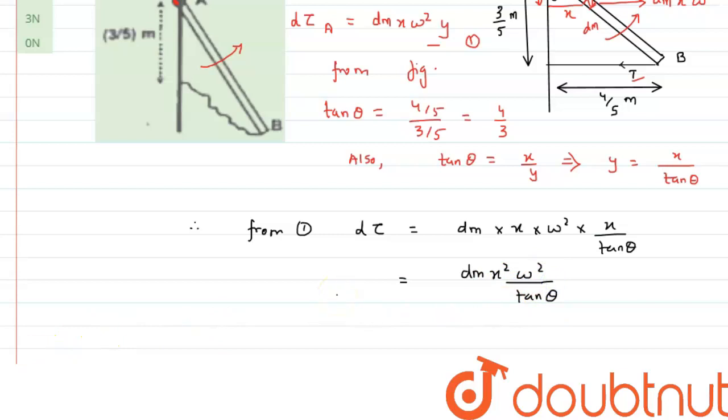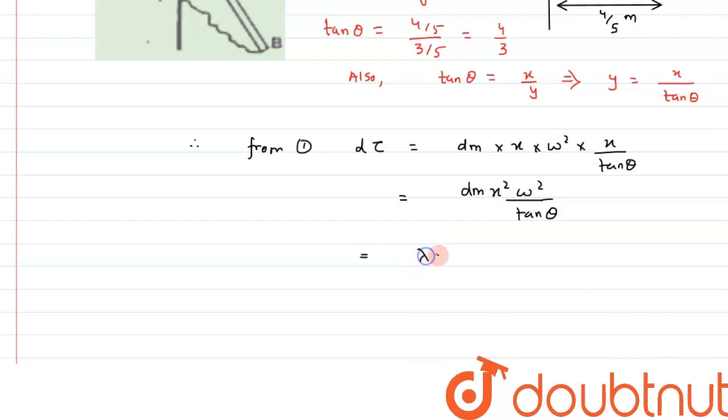If we resolve it further, the value of dm can be written as lambda into dl, where lambda is the linear density, or mass per unit length. So we get lambda dl x square omega square by tan theta, where lambda can be written as mass per unit length.